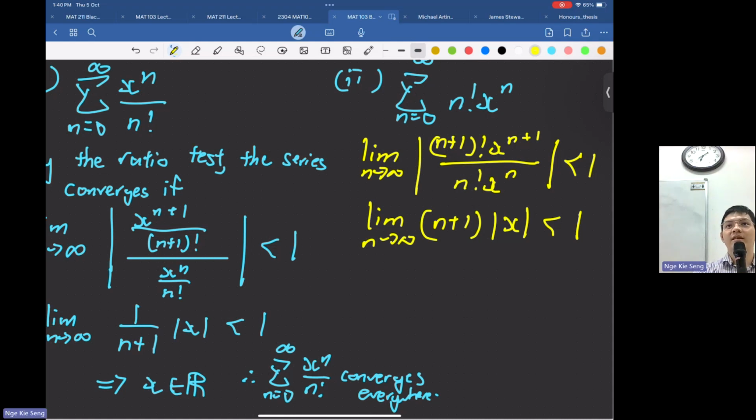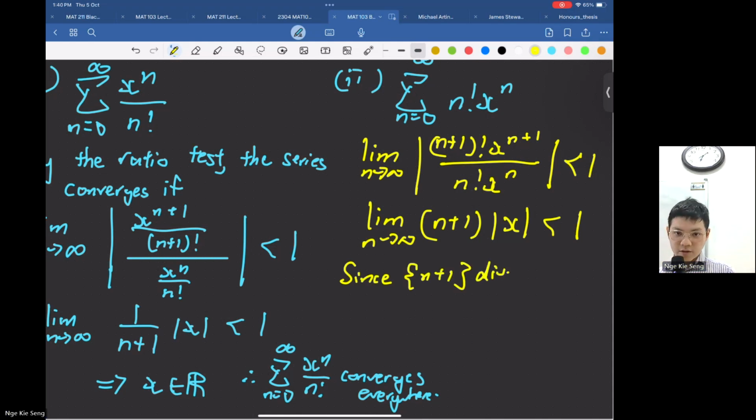So when is it possible? Infinity times something less than 1? Not possible. What kind of x can you pick? Can you pick some x such that this is true? 0. The only way is to make the coefficient 0, you multiply with 0. So this is true only when the absolute value of x is 0.